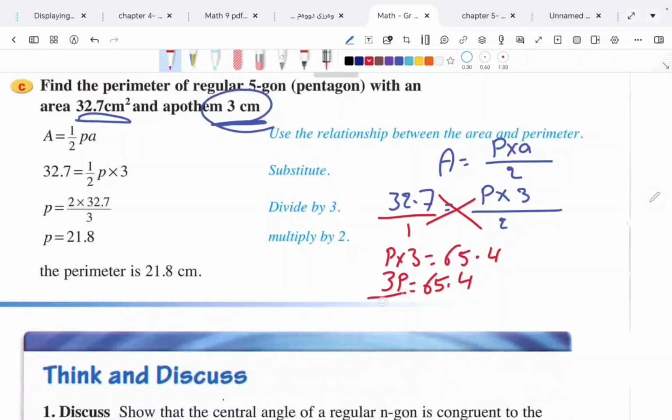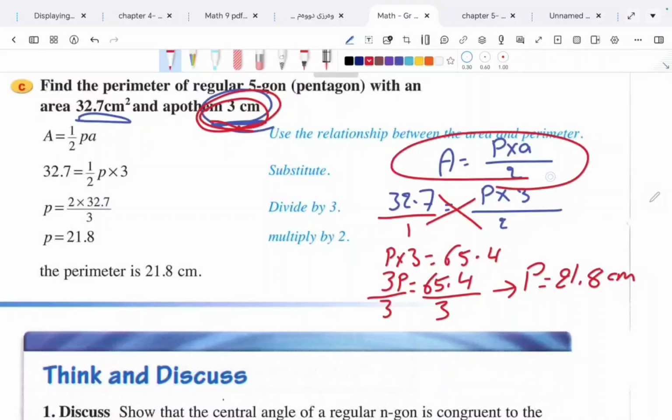How to get rid of 3? Divide by 3, divide by 3. So P equals what? 21.8 centimeters. So pay attention, when area and apothem are given, you have to use this rule. Area equals P times A out of 2. Okay.